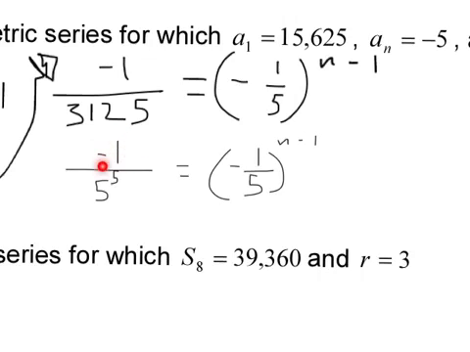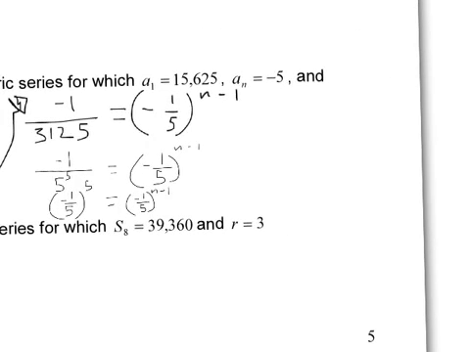Because really, negative 1 to the 5th power is still going to be negative 1. So we could actually write this whole thing as negative 1/5 to the 5th power equals negative 1/5 to the n minus 1 power. And we can see really quickly, what does n have to be? Well, 5 equals n minus 1. We said this whole thing was going to be odd. So what does n have to be? It's got to be 6, right? 6 minus 1 is 5. Now we'd have the same exponents, and that's what would make them equal. So all that to find out that our n value is 6.